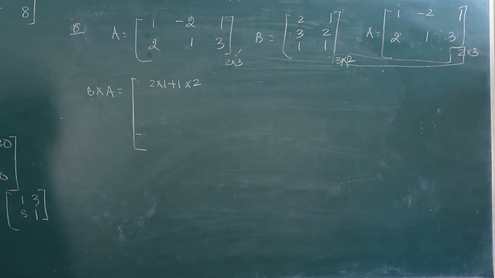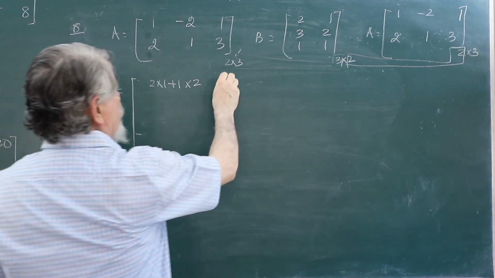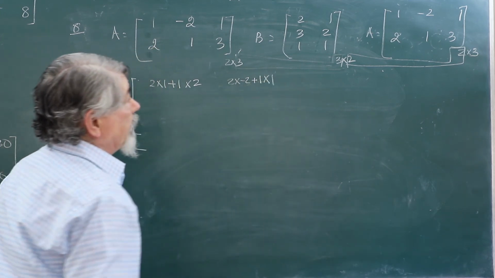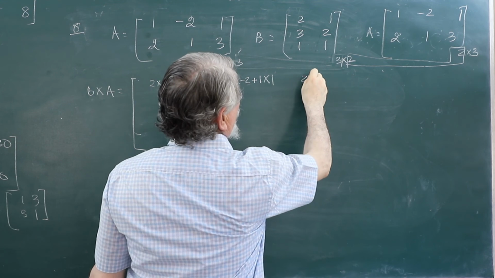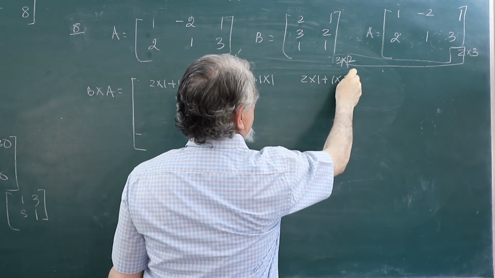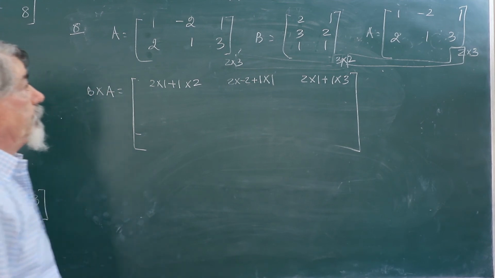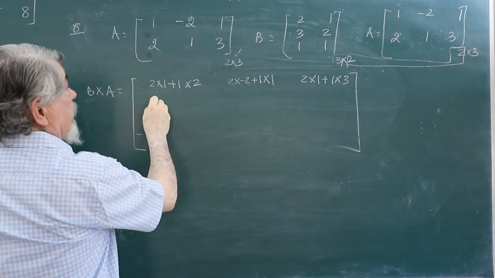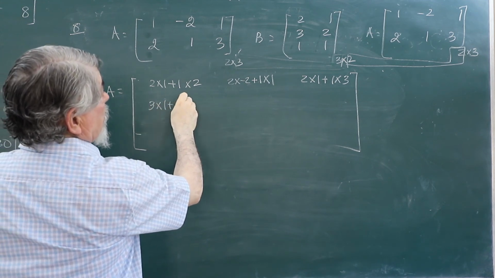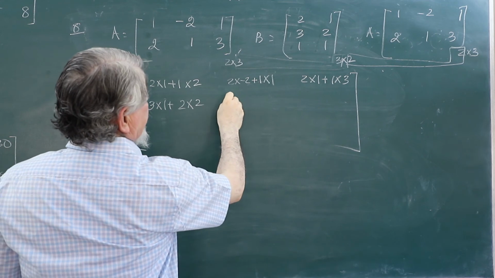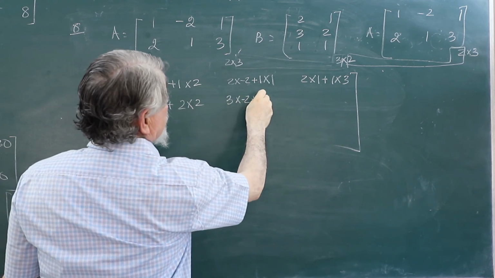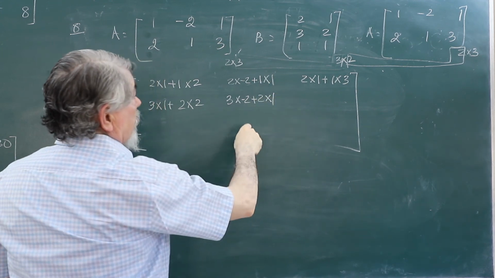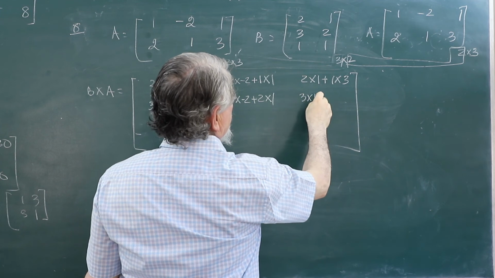First row into first column. Then first row into second column: 2 into minus 2 plus 1 into 1. Then 2 into 1 plus 1 into 3. Rows into column. Then second row into first column: 3 into 1 plus 2 into 2. 3 into minus 2 plus 2 into 1. Then 3 into 1 plus 2 into 3.